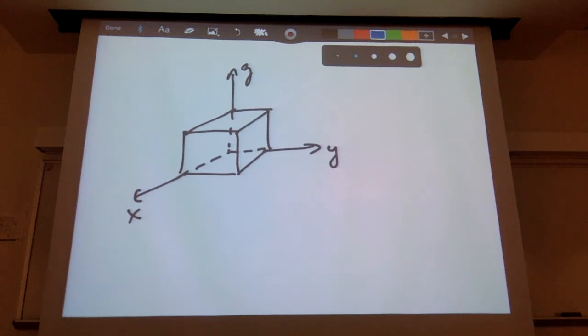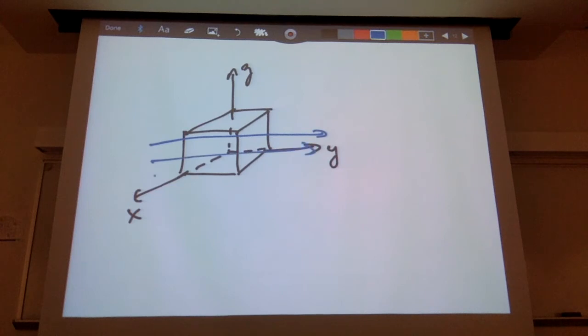Y, good. So here, we're going to choose our electric field to be pointing in this direction. So this is our electric field. Good. So in this case, we know our electric field as a vector is just going to be the magnitude of the field in the j hat direction.